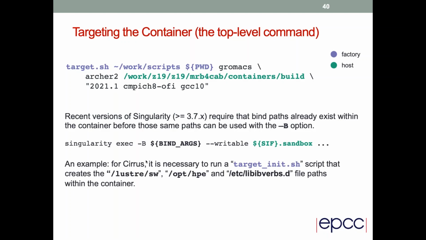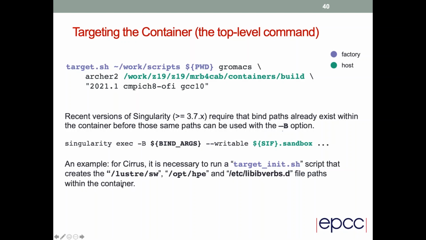Not too long ago, with the release of Singularity 3.7, there is a further requirement now for bind paths. So the newer versions of Singularity, in order to improve their security, now require that bind paths that already exist within the container must already exist within the container before those same paths can be used with the -B option. That's when you need to execute the container.